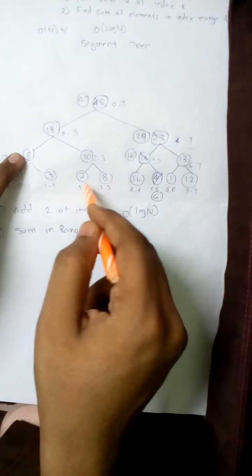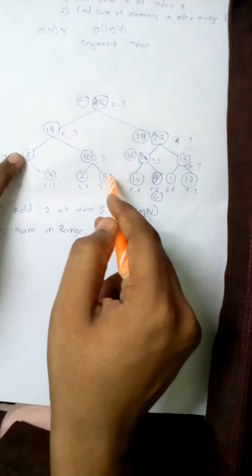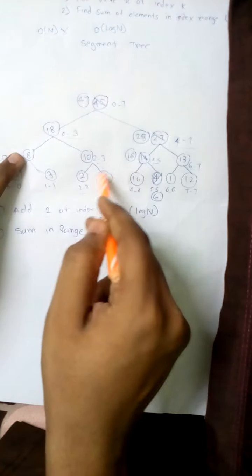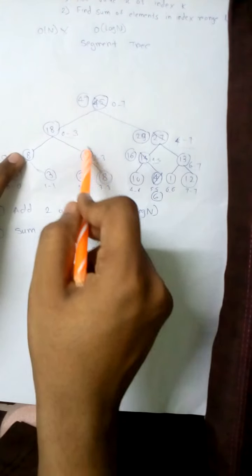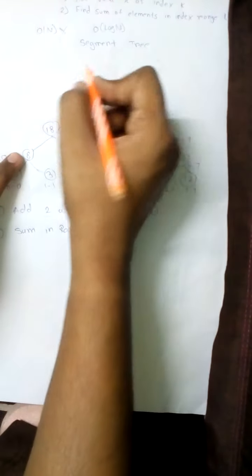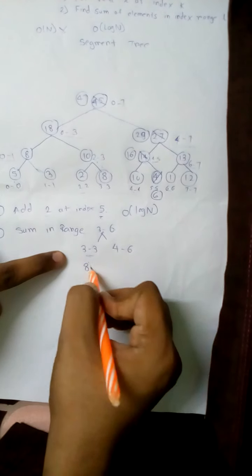So 2 2, is it overlapping with 3 3? No, we won't go here. Finally we reached 3 3, which is overlapping exactly with our query. So from here we will return the value 8. So this query returned 8 as the value.